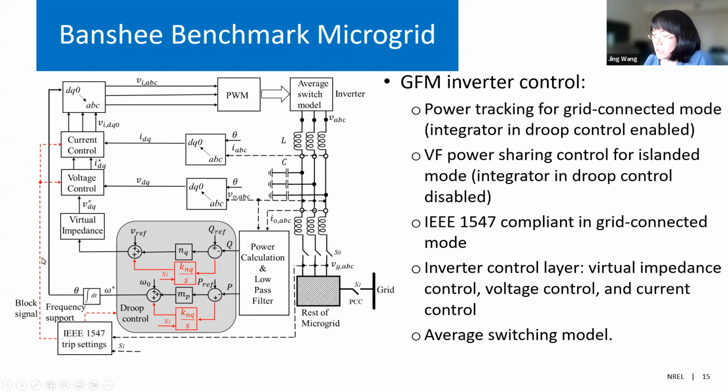For the inverter control, it has a virtual impedance control, voltage control, and current control. This is quite standard in many grid forming controls. And for the inverter modeling, we use the average switching model. So we have the constant DC, and then we have the switching PWM modulation emulated to emulate the switching dynamics to have a relatively more detailed modeling. So this is grid forming inverter control and modeling.